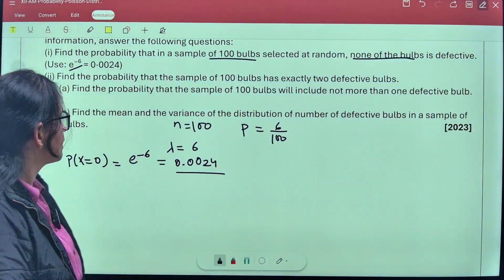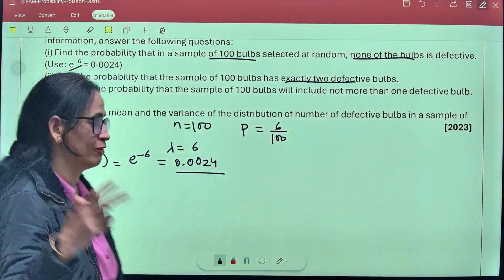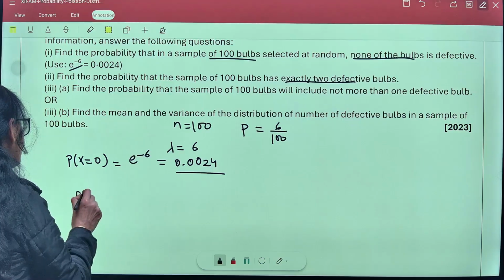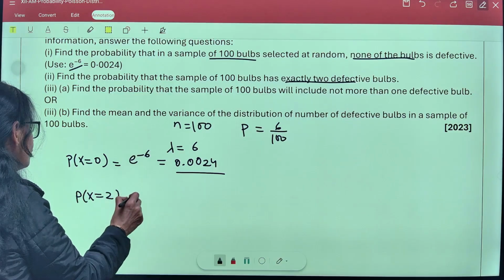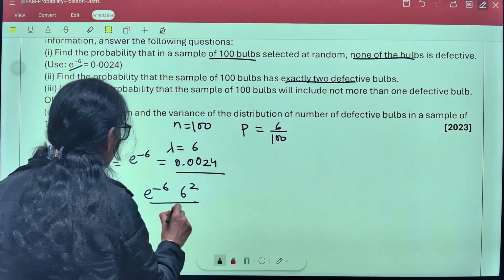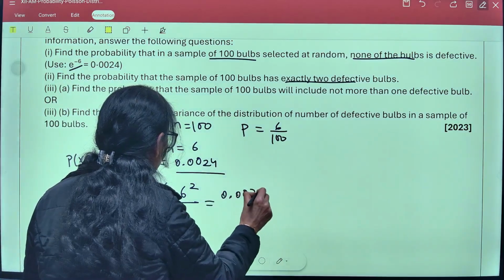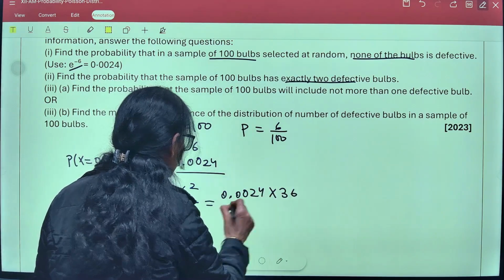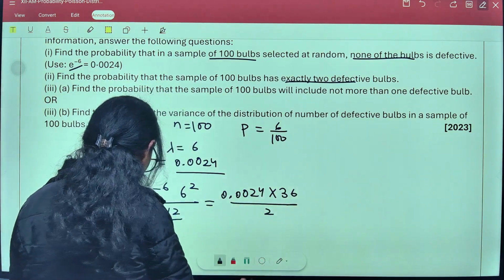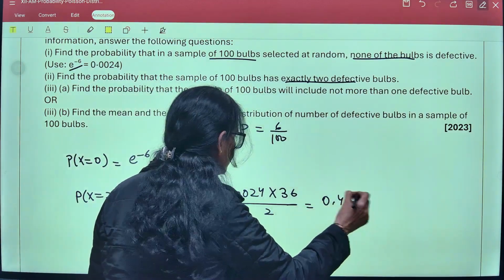Second, find the probability that the sample of 100 bulbs has exactly 2 defective bulbs. Exactly 2 defective means you need to find probability of x being equal to 2. So it is e raised to power minus 6, 6 to the power 2 upon 2 factorial, 0.0024 times 6 squared, which is 36, upon 2, and on calculating this comes out to be 0.432.